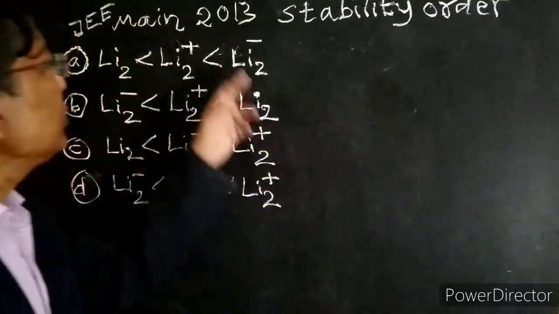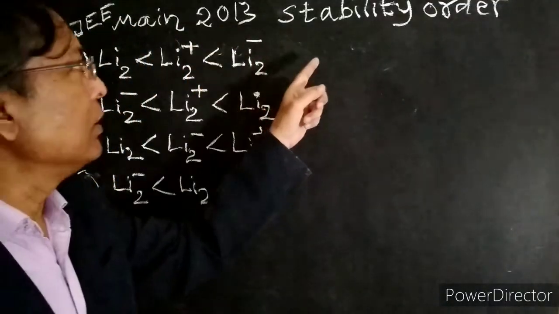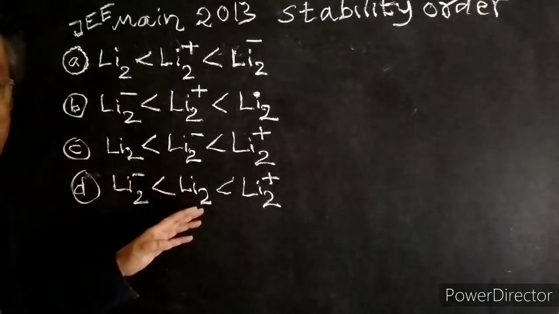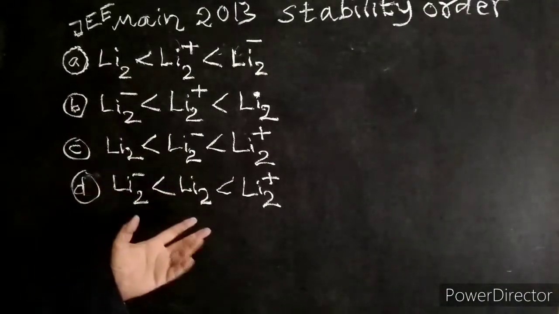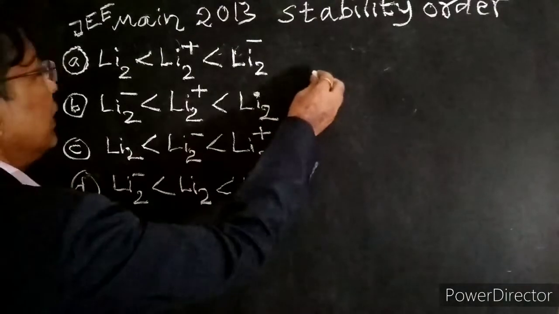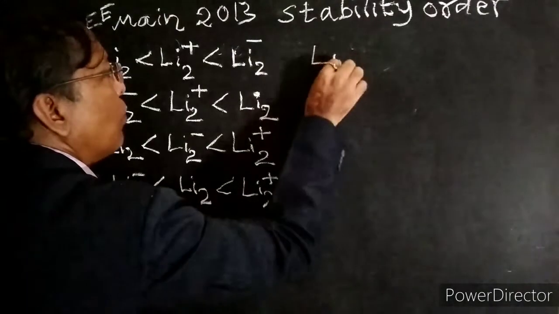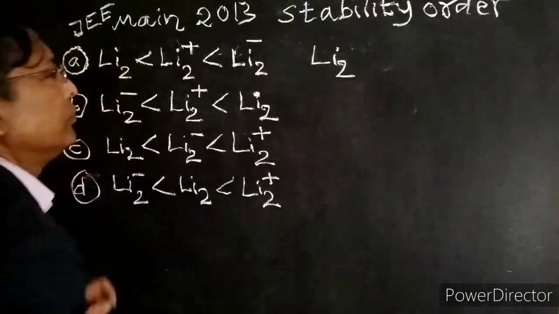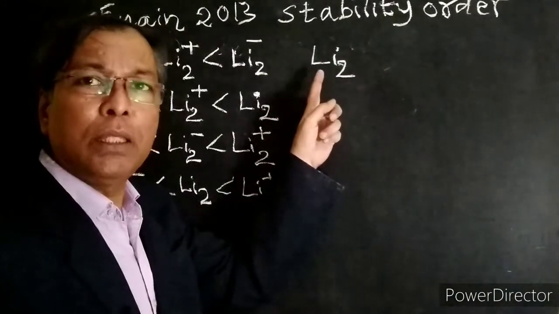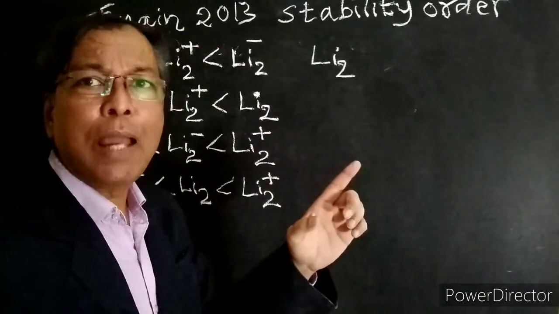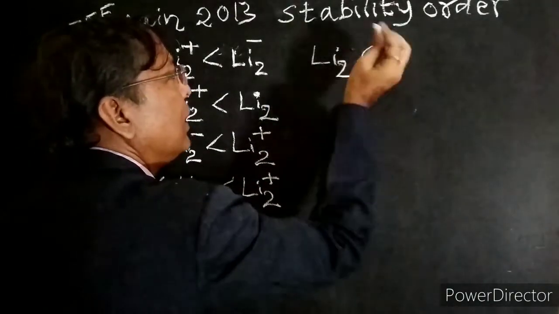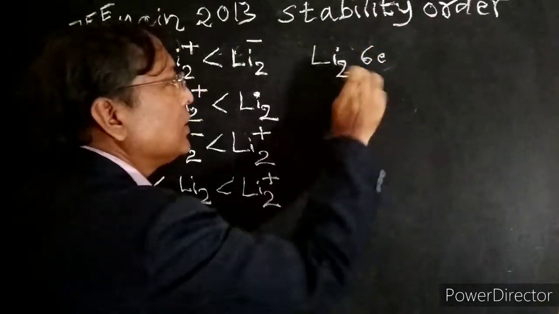A JEE Mains 2013 question appeared: which is the correct stability order? We have to find the bond order of these molecules, then we have to decide which is the correct order. Let us start with the molecule Li2, lithium. This lithium molecule is made up of two lithium atoms. Each lithium atom has 3 electrons. Therefore, the total number of electrons in this Li2 is 6.